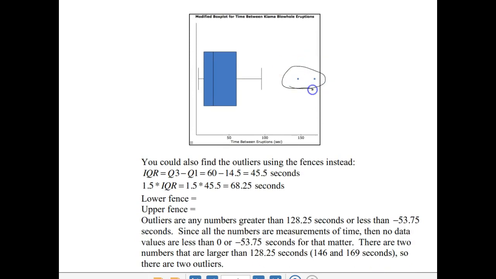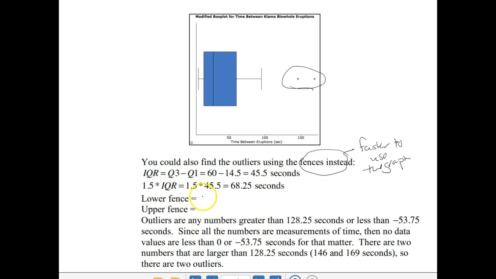And again, we can see those two outliers here when we make the modified box plot using StatCrunch as well. Now you can also find the outliers using the fences instead, but again, it is just faster to use the graph. But this method still works that we had looked at back in the first unit as well.